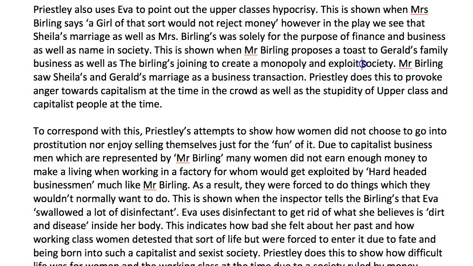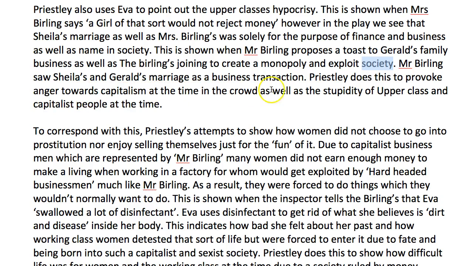Yes, how are they exploiting society? You really mean the working classes here, probably. Mr. Burling saw Sheila's and Gerald's marriage as a business transaction. Excellent. It would help to have a quotation to back that up. Priestley does this to provoke anger at capitalism.